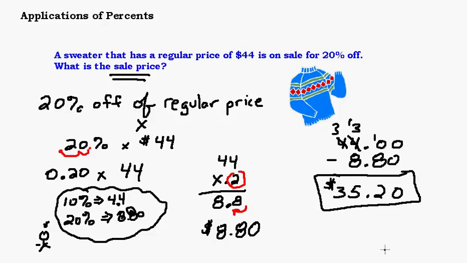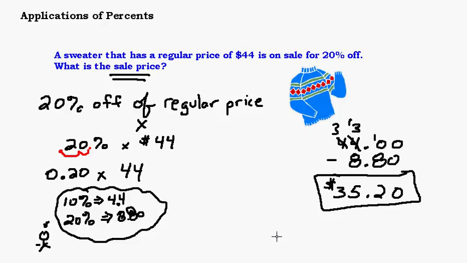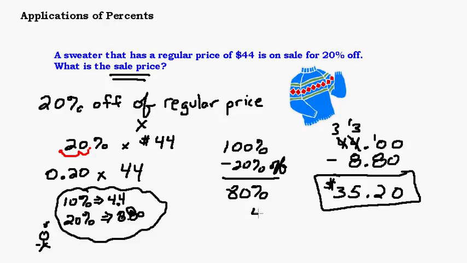Now, at the risk of showing you too many different ways to do something, I would like to show you a little shortcut for this. If you're getting 20% off of the sweater, that means you're paying 80% of the price. If you think of the whole entire sweater as 100% of the cost and you're getting 20% off, well, that means you have to pay 80% of the price. That's what you have to pay.